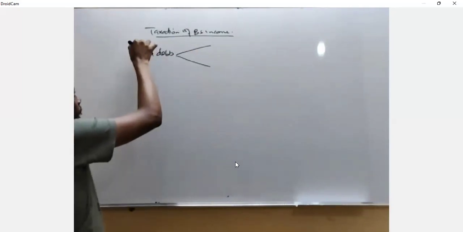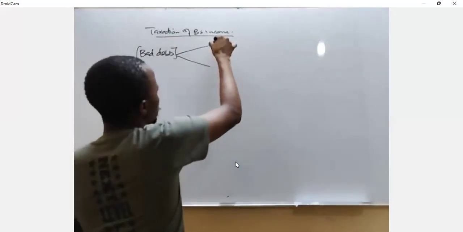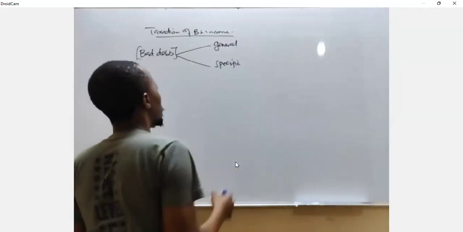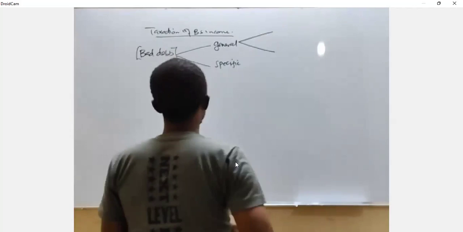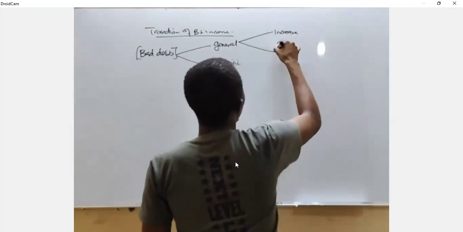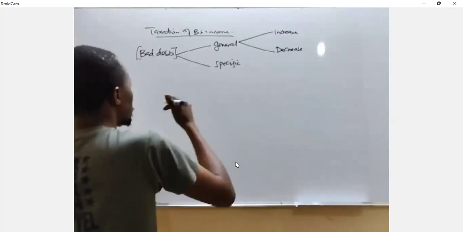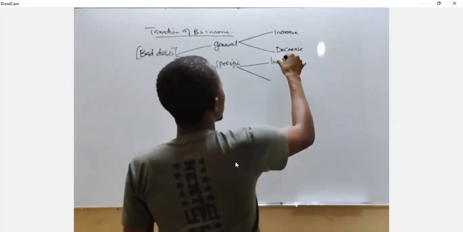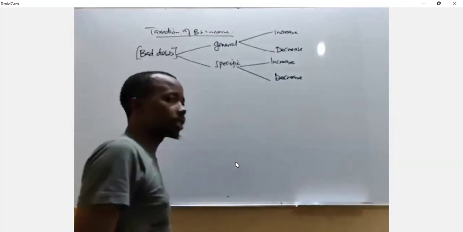We normally write our bad debts. But when it comes to the taxation, the bad debts are normally categorized into, we have general, and we normally have specific, right? Now, when you look on these, we normally have two things here, right? Your general bad debts might increase or decrease. When it comes to the specific, the same, you do the same analysis. This one might increase or decrease.